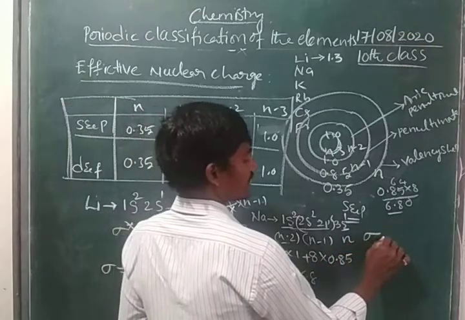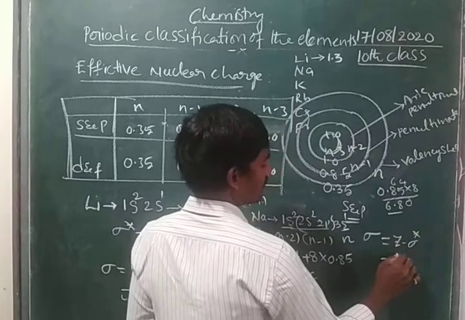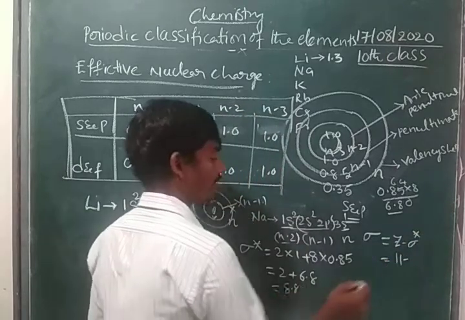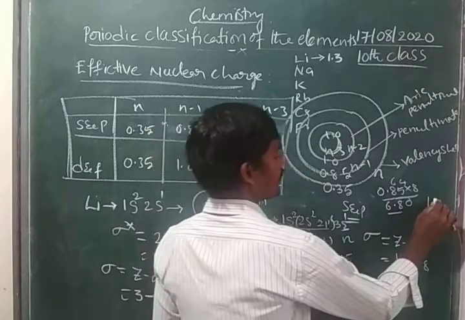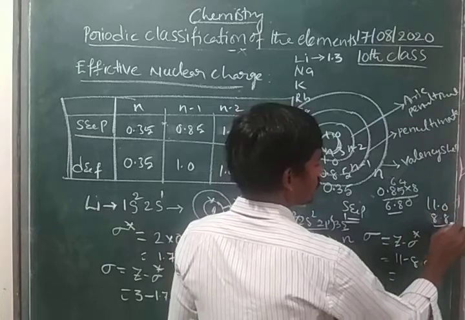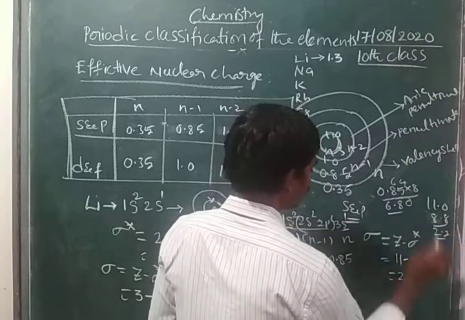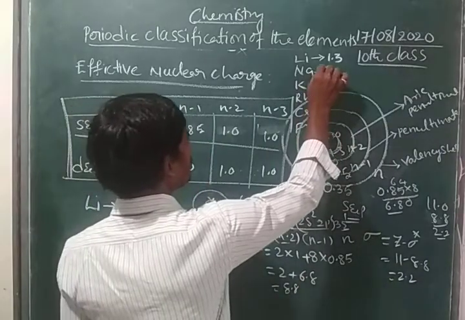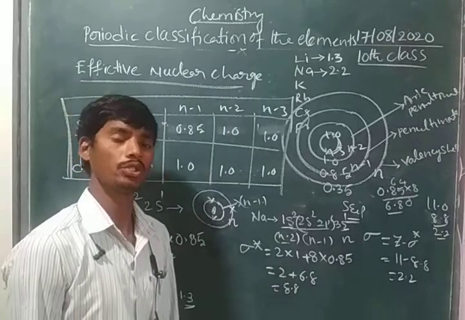Then we have to find out the effective nuclear charge, Z star equals Z minus sigma star. Here the Z value is 11, minus the sigma star value 8.8. Then how much are we getting, children? 11.0 minus 8.8, so 2.2. The effective nuclear charge for sodium is 2.2.